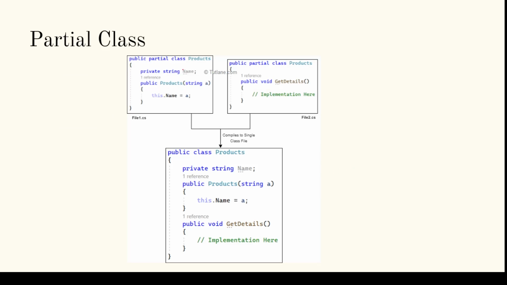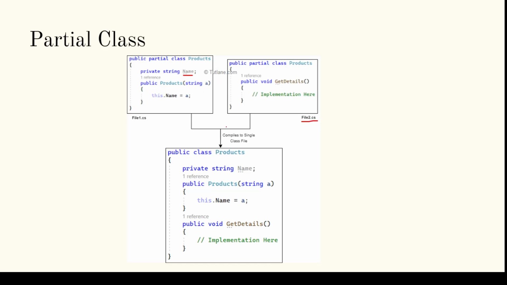Okay, so this is how the partial keyword will work. If I have products class, you can see I have file1.cs and file2.cs, and both are having partial keyword in it. Means we have created products class as partial class, and in the one class file I have the class field, private string name, and I have a constructor that takes a string parameter, and so whatever parameter is coming to the products constructor, that is getting assigned to the name class field. And in the second class file, we have a method getDetails.